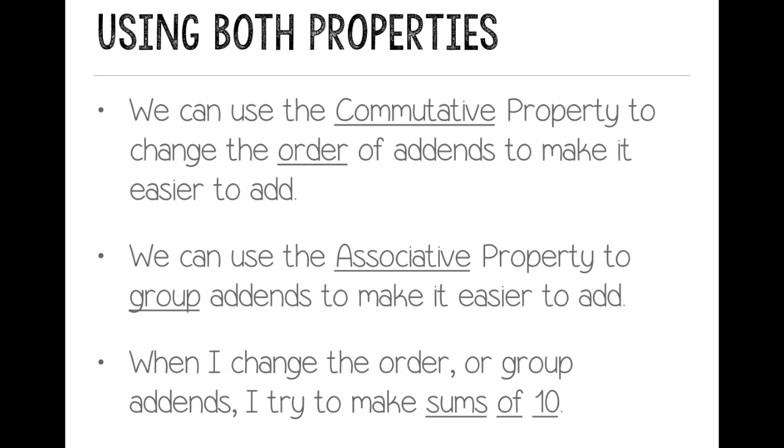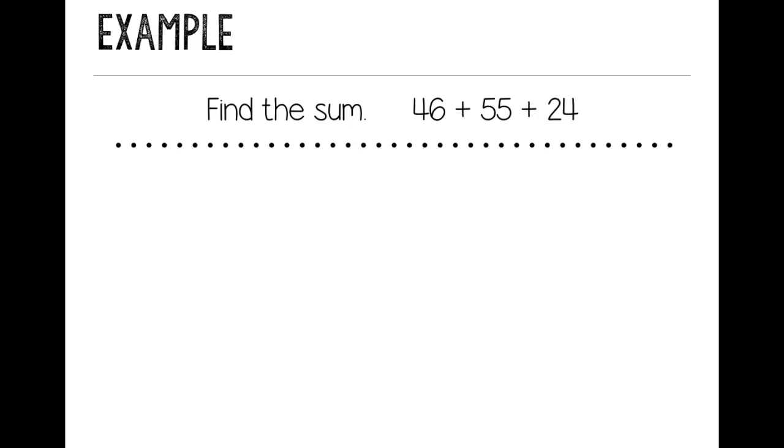A lot of times we use both properties. We use the commutative property to change the order of the addends to make it easier to add, and then we use the associative property to group the addends to make it easier for us to add. And when I change the order or group the addends, I try to make sums of 10. And again, this is going back to using mental math. Sums of 10 are easy for me to add in my head.